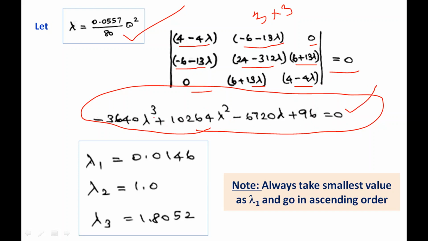This is the third order equation in terms of lambda. Now you can easily solve this equation using a calculator. So we can easily find the 3 roots of this equation. Lambda 1, always we have to consider the smallest value as the first root, lambda 1, and the next value lambda 2, the highest value will be lambda 3. So lambda 1 is coming as 0.0146, lambda 2 is 1.0, lambda 3 is 1.8052. These lambda values are going to give the omega values. From that omega value we can find the natural frequency Fn value. We will see that calculation.